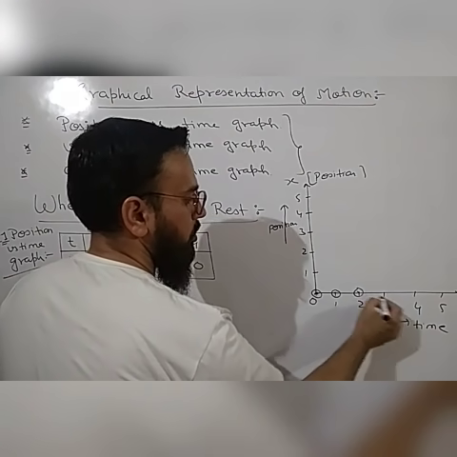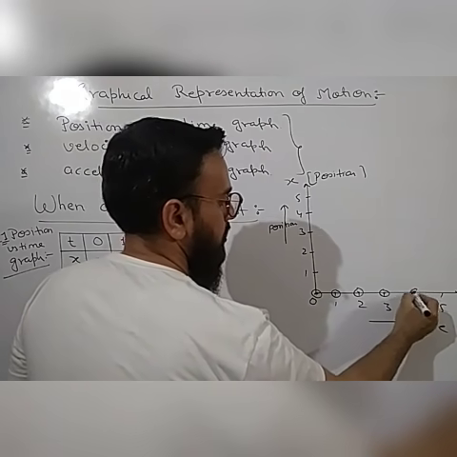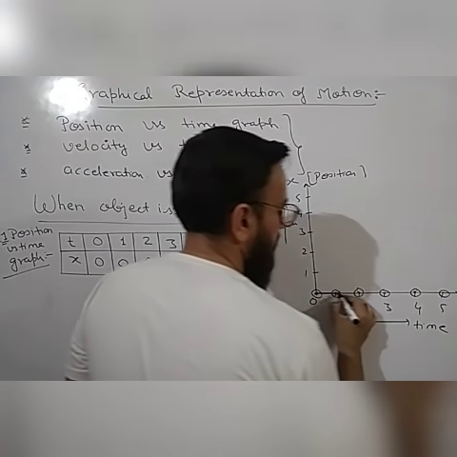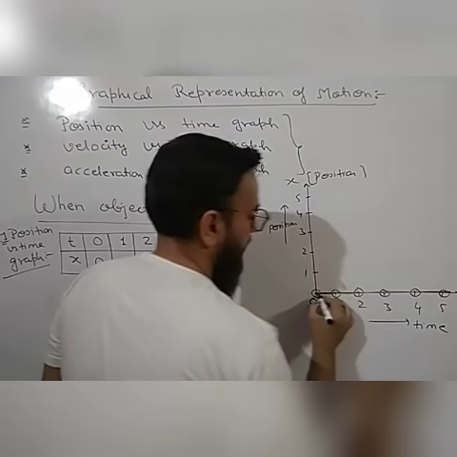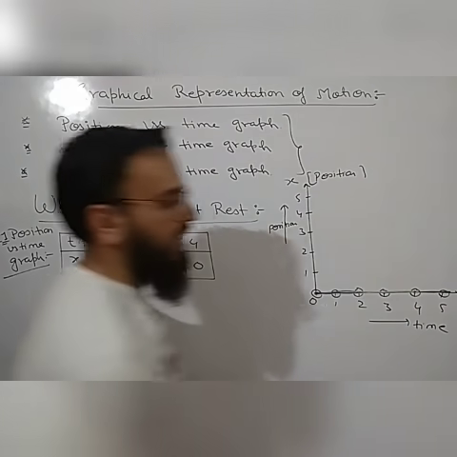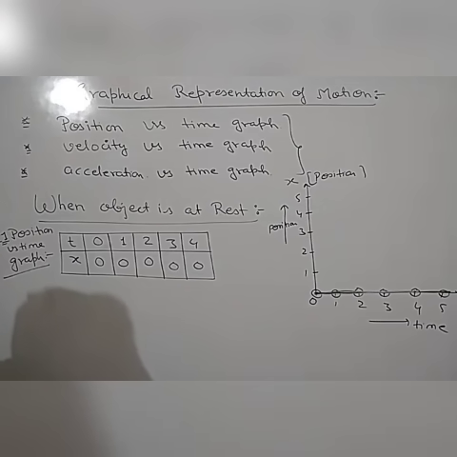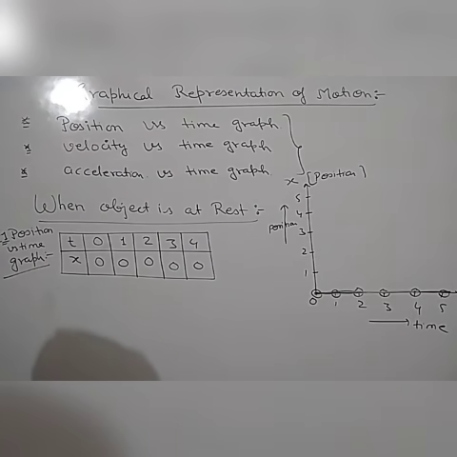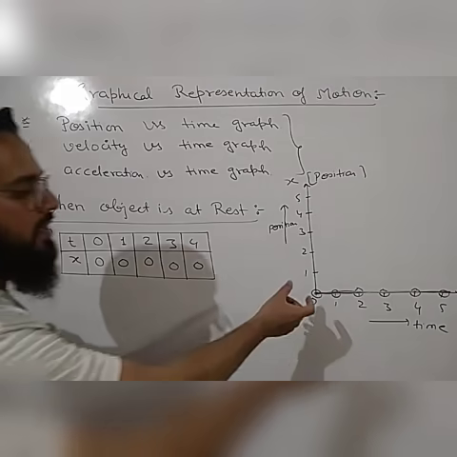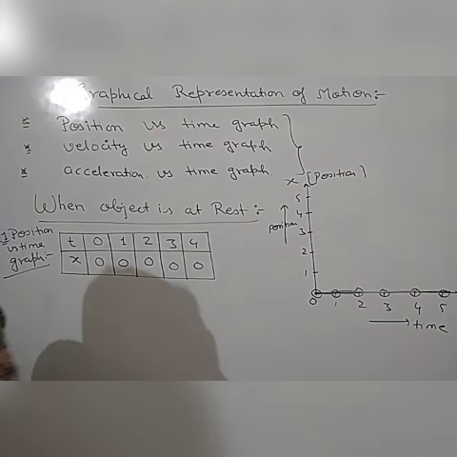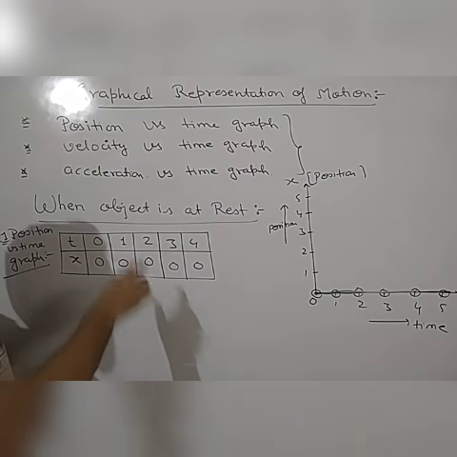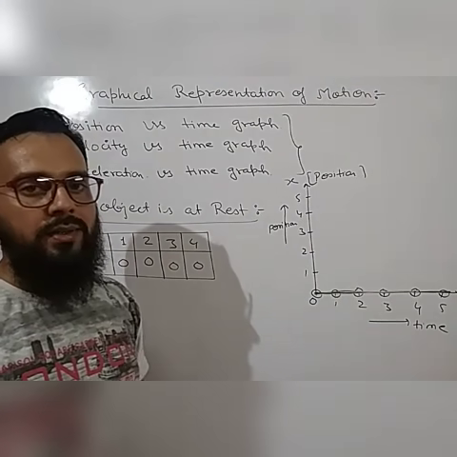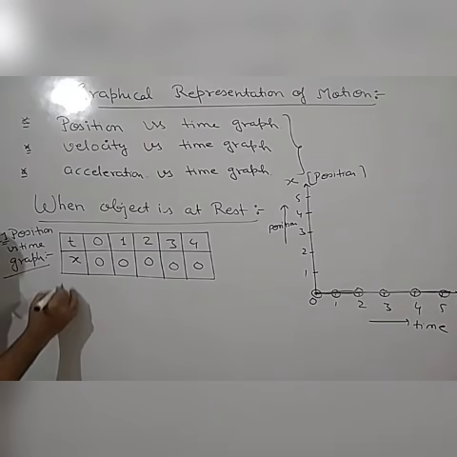The third point will be 2, 0, then 3, 0, 4, 0, 5, 0. Now if I join all these points, we get a line overlapping with the x-axis, or time axis. This is the graph of an object at rest. If the position of the object was initially 0 and the object is not moving, it is at rest, and this will be the position-time graph of the object. Now let us take another example.